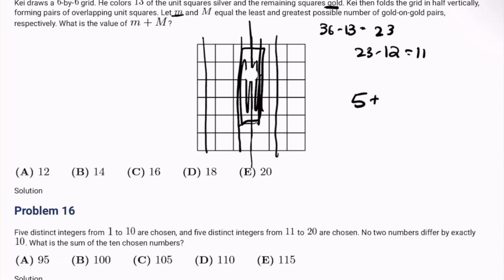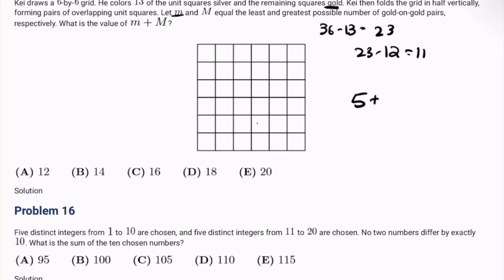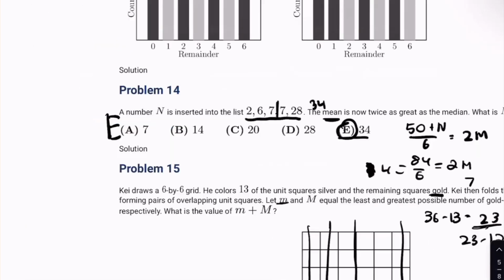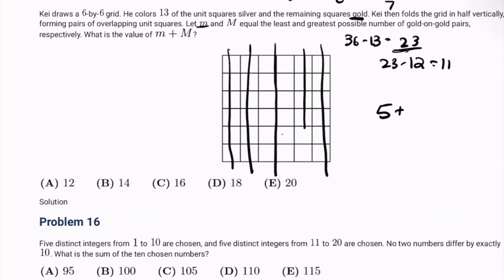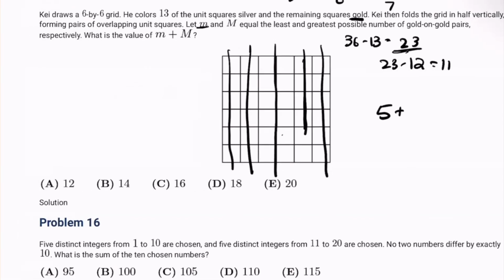Now we need to find big M. So what's the most number of squares that can overlap? Since we have 23 total squares, we can color this, this, this, and then this. This gives us that there will be an overlap of 11 squares over here. So 5 plus 11 equals 16, which is answer choice C.